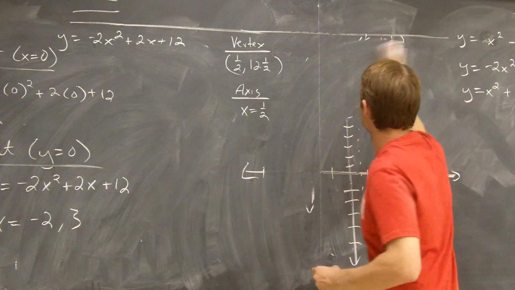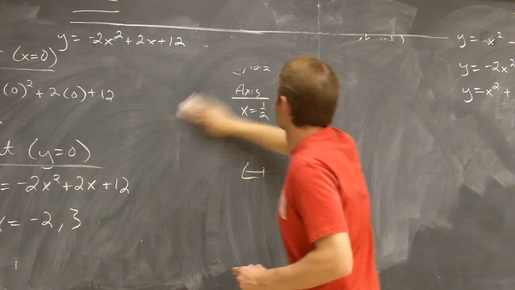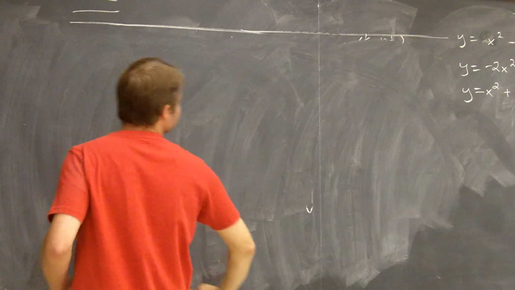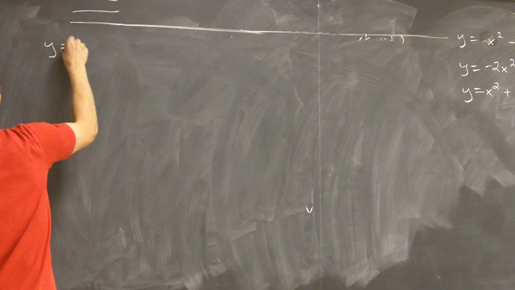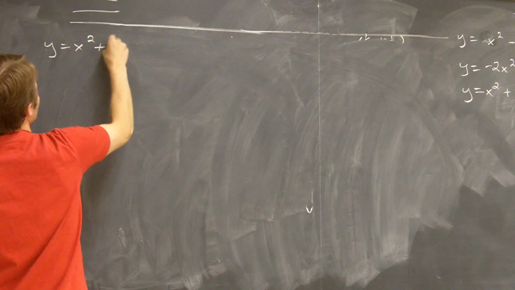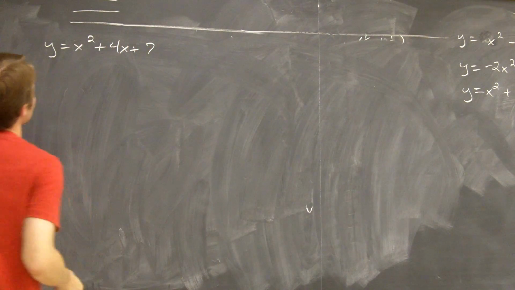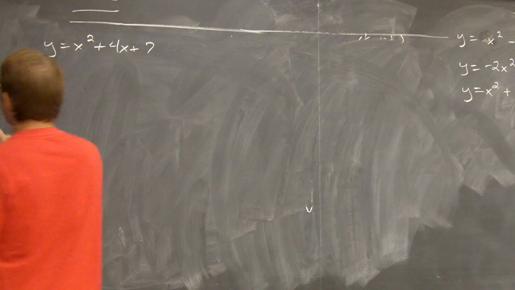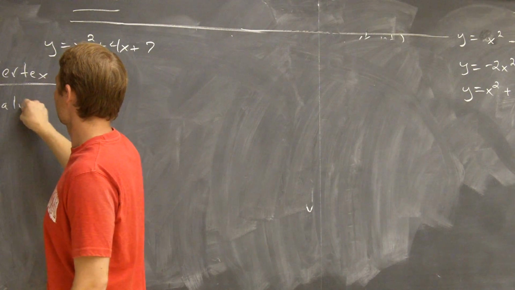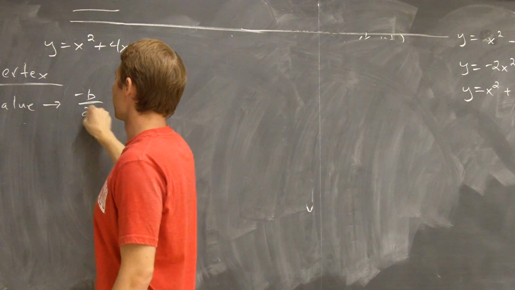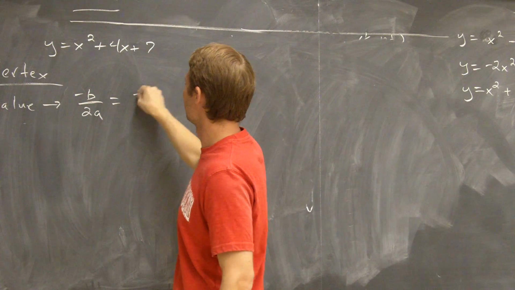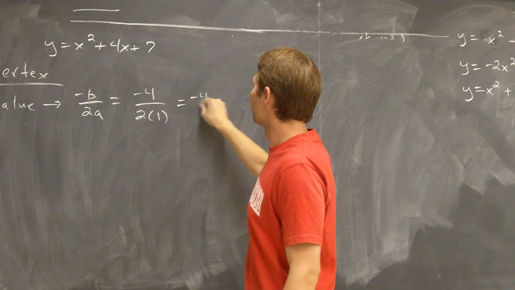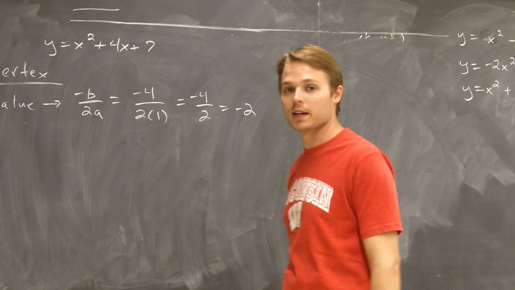So let's try one more. Okay, so y equals x squared plus 4x plus 7. Again, we'll go after the vertex first. So the x value of the vertex is always just negative b over 2a. So this would be negative 4 over 2 times 1, or negative 4 over 2, which is negative 2.